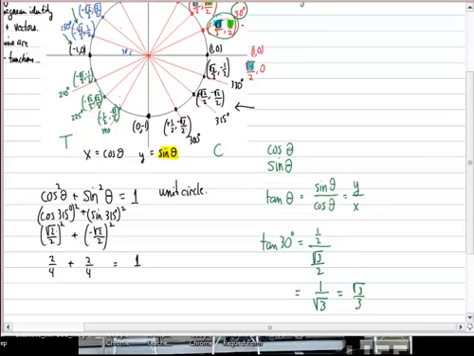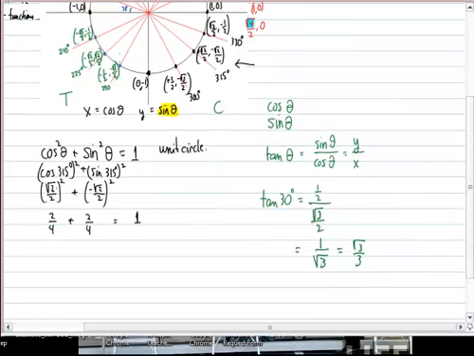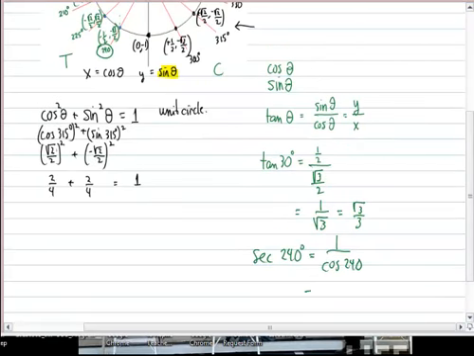If I asked for, let's say, the secant of 240 degrees, you would go to the 240 degree mark and look for 1 over the cosine of 240 degrees, which is the same as 1 over the x value at 240, which would be 1 over negative 1/2, which would equal negative 2.